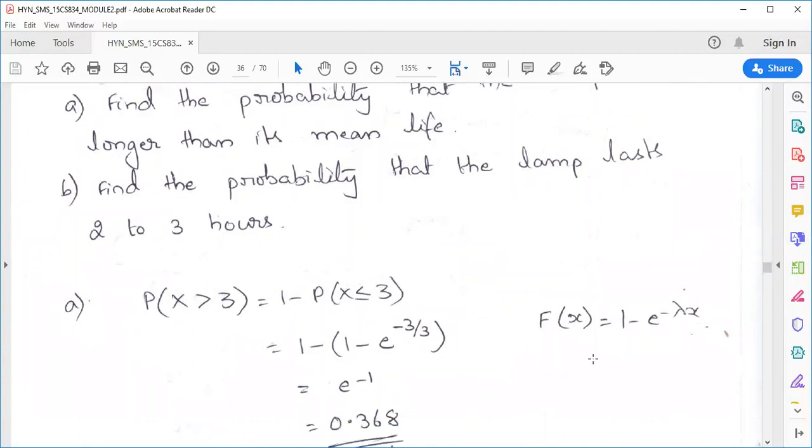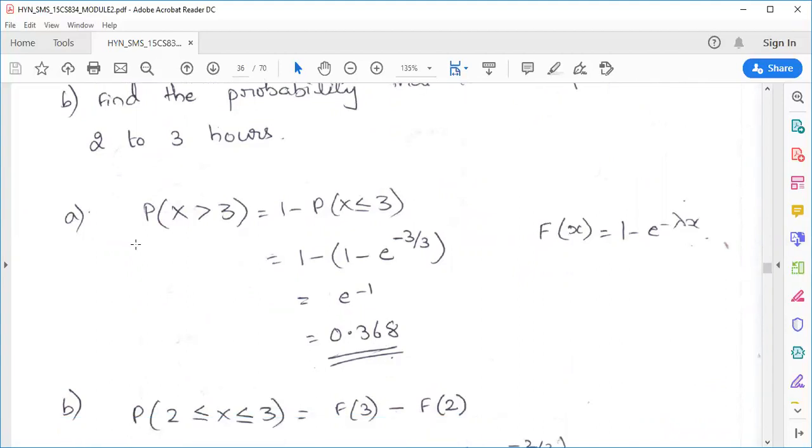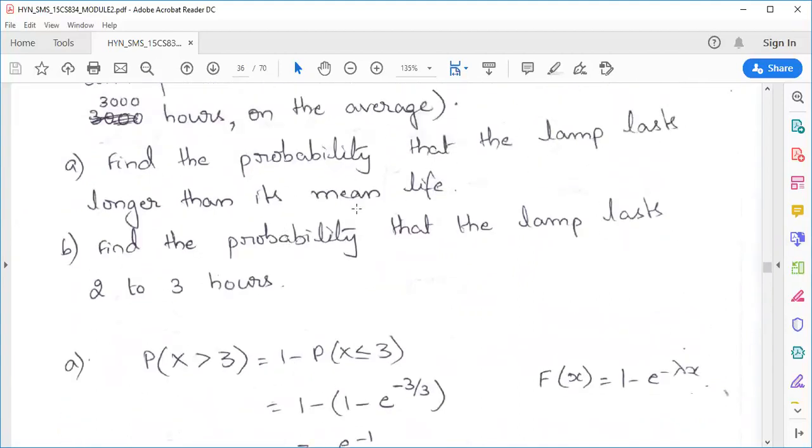Right? So then we have the formula capital F of x, which is 1 minus e power minus lambda x. So I'll just substitute: 1 minus e power minus lambda, where lambda is 1 by 3 and x is 3 here. If I solve this, I will get 1 minus 1, it will get cancelled. Minus into minus is plus, e to the power of minus 3 by 3. So 3 ones are 3, I will get e power minus 1. So calculate using your calculators, and you will get e to the power of minus 1 as 0.368. This is the probability that the lamp lasts longer than its mean life.